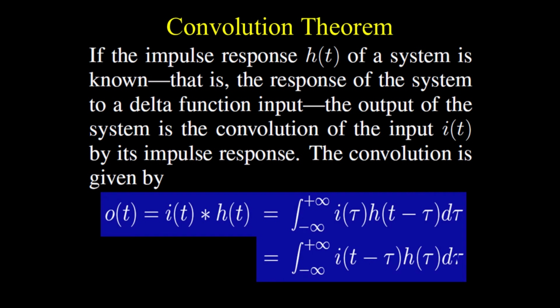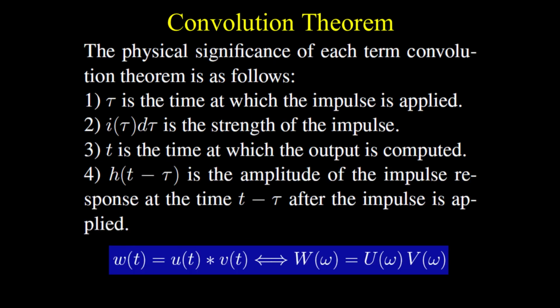If the impulse response h(t) of a system is known, that is, the response of the system to a delta function input, the output of the system is the convolution of the input i(t) by its impulse response. The convolution is given by the following. The physical significance of each term in the convolution theorem is as follows.